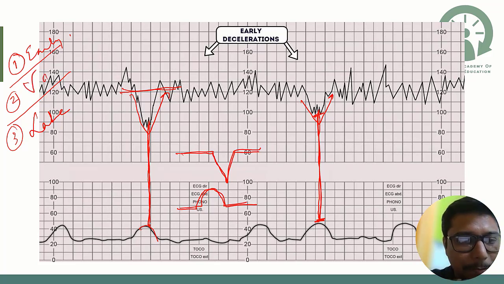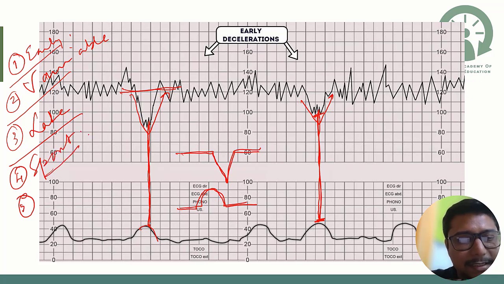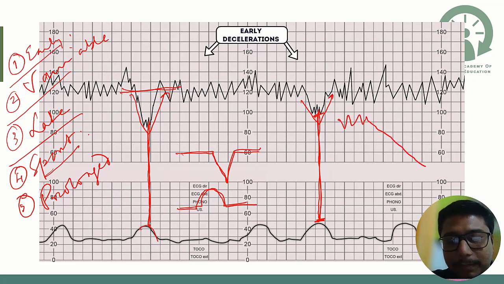And if it is not corresponding in any way, that is known as variable deceleration. Now there are 2 more types of deceleration that you will not see every day. One is spontaneous deceleration, where there is a deceleration without any contraction. So there is no stressor on the baby and the baby is still decelerating, which is actually pretty bad. And the worst is prolonged deceleration, when the fetal heart rate suddenly falls and never picks up. So this needs urgent cesarean. It goes below 60 and stays there for roughly more than 2-3 minutes, right? So that is prolonged deceleration. So these are the 5 types of deceleration.